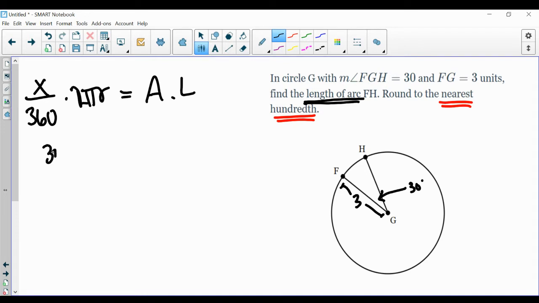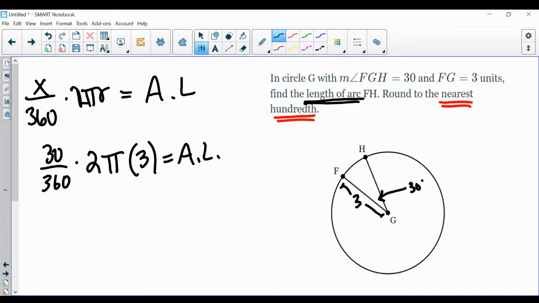So we're going to do 30 over 360 times 2 times pi times our radius. And that's going to give us our arc length. And if you plug that in your calculator, you can also plug it into Desmos. And that should also give you an answer. But using the pi button, since it's round to the nearest hundredth, we should have 1.57 as our arc length. And that is, like I said, the most face value, straightforward version of arc length possible.